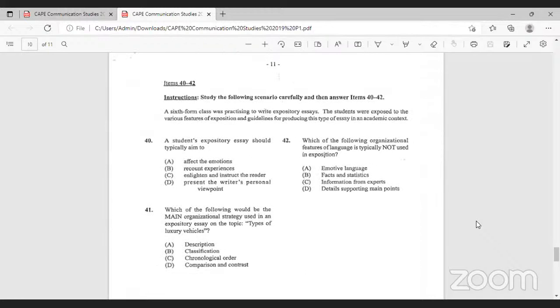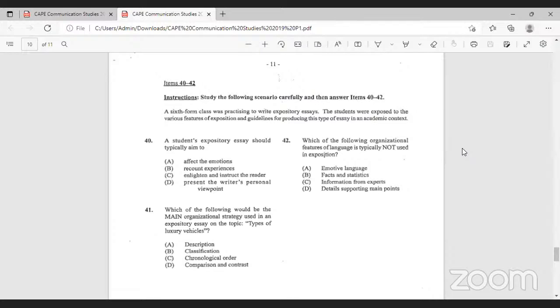40 to 42. A sixth form class was practicing to write expository essays. The students were exposed to various features of exposition and guidelines for producing this type of essay in an academic context. So 40, a student's expository essay should typically aim to what? Detect the emotions, recount experiences, enlighten and instruct the reader, or present the writer's personal viewpoint. Expository, you're exposing something. Most persons are saying C, the answer is C, enlighten and instruct the reader.